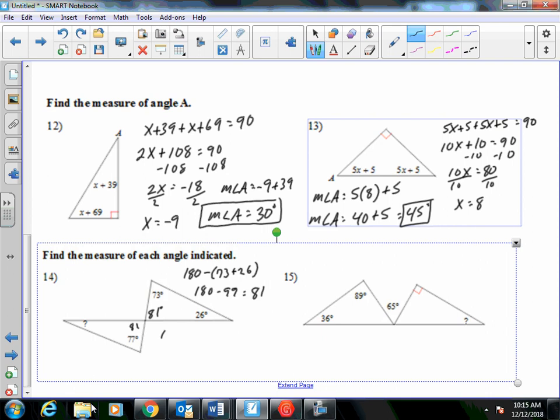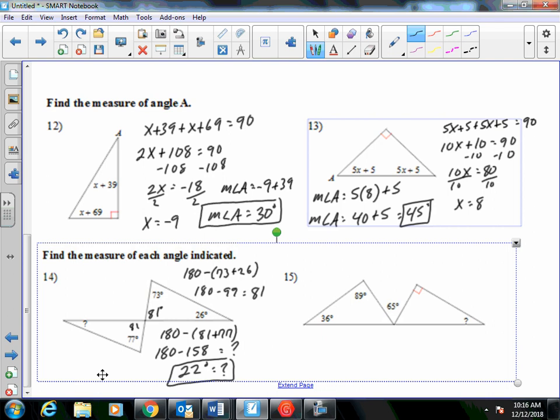And then we're going to do 180 subtracting those 2 angles added together. 81 plus 77, or 180 minus 158. It's going to equal our question mark. And so 180 minus 158 is 22 degrees, is equal to our question mark angle.